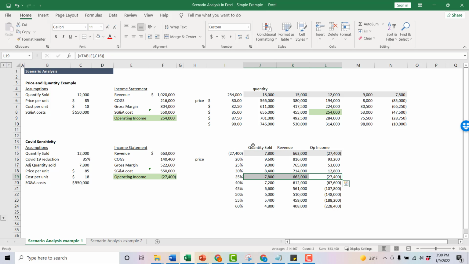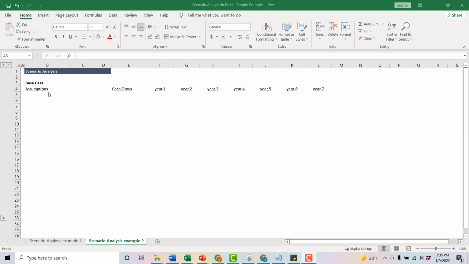That's kind of our base case, which is the same as up here. And then what you see is if you change that drop, what happens to your revenue and your operating income? So you can see if that was 50% instead of 35%, you'd lose $148,000. So this gives you a nice table to compare what happens based on your different COVID sensitivities. So we're going to go through one more example, and this one's a little bit different.